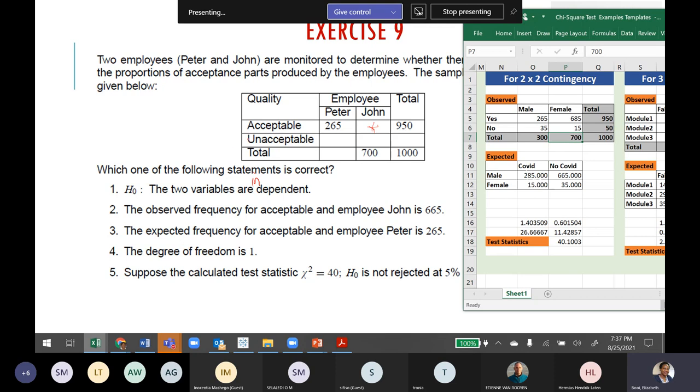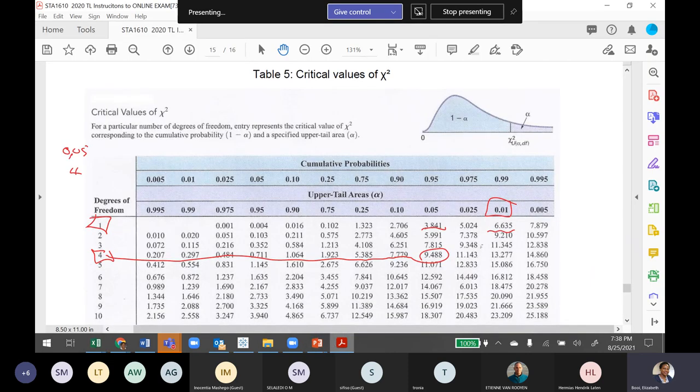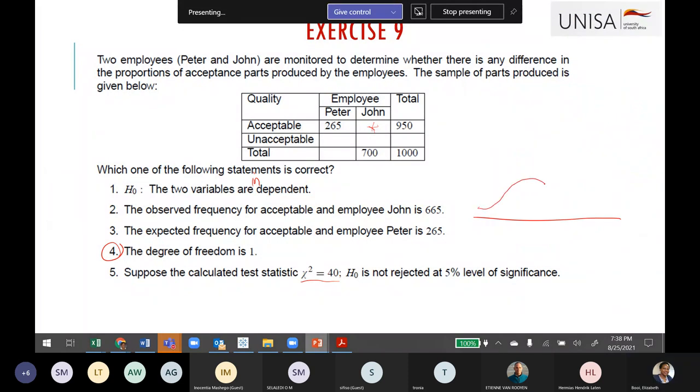Our degrees of freedom, there are two rows, two columns. 2 minus 1 is 1, 2 minus 1 is 1, 1 times 1 is 1. So our correct answer is 9. Number 5, suppose the calculated test statistic is 40. So instead of using the one that they gave us, they say let's use 40. At 5%, so we need to use 1 degree of freedom and 5%. Go to the table, and that is 3.841. Forty falls in the rejection area, so we reject the null hypothesis, and this says not, so that is incorrect. So the only correct answer here is number 4.